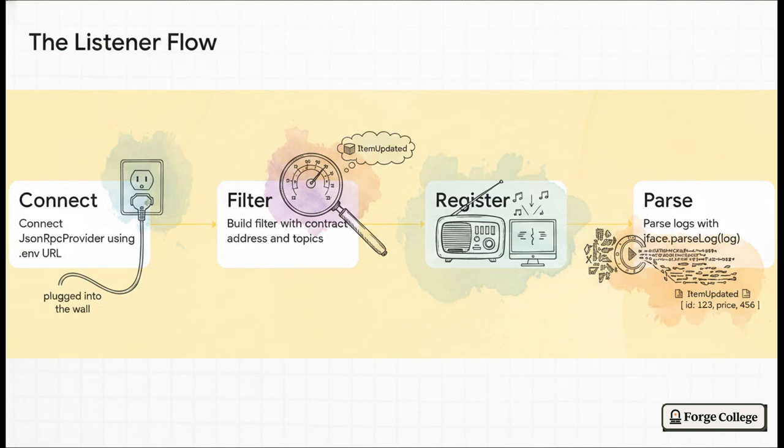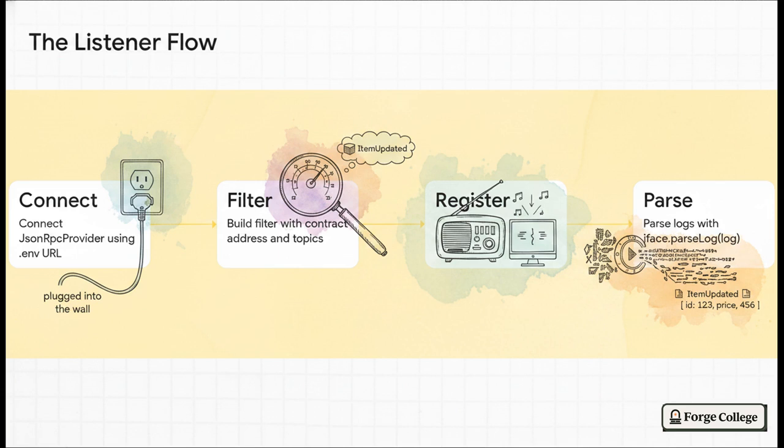It is time to roll up our sleeves and open up that listener.js file. Just follow these 4 logical steps. Step 1. Connect to our node using the JSON-RPC provider and our .env URL. Boom, we're plugged into the wall. Step 2. Construct our filter using the specific contract address and the event topic signature we want.